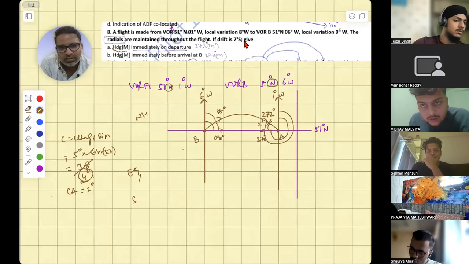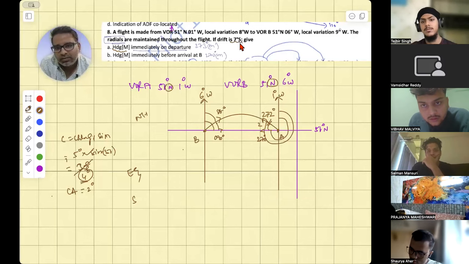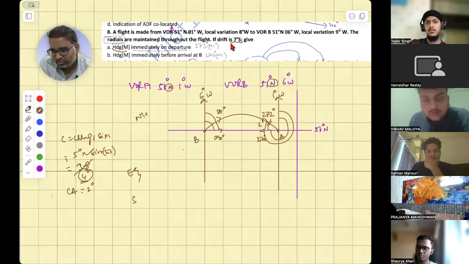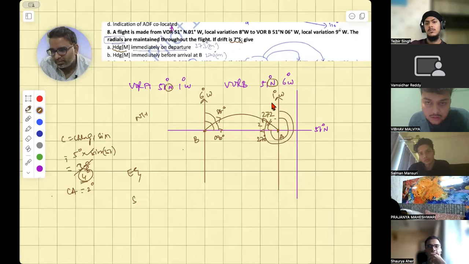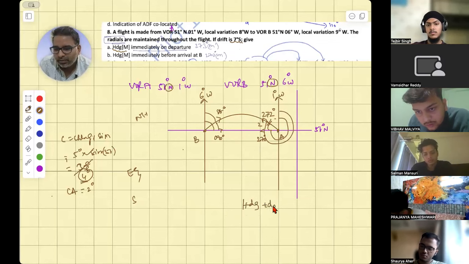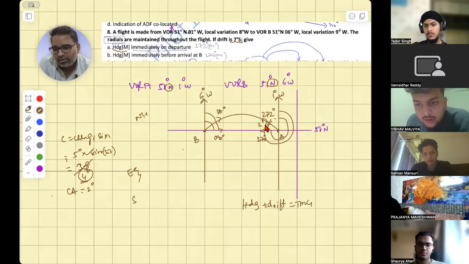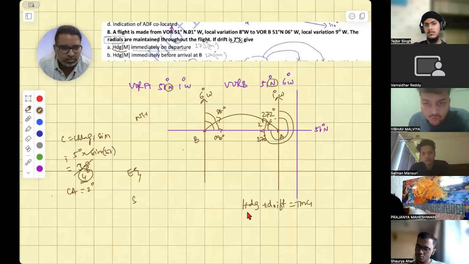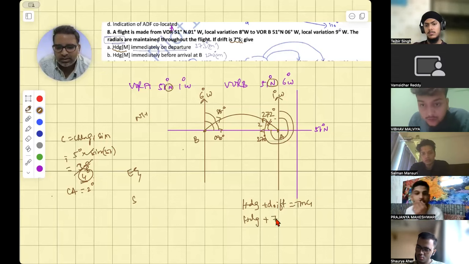But there are winds. The drift is given as 7 degrees starboard. If you don't do anything, your aircraft will drift to the right by 7 degrees. So you have to crab into the winds. Heading plus drift is equal to track made good. Drift is to the right, so I have to crab into the winds, minus 7.